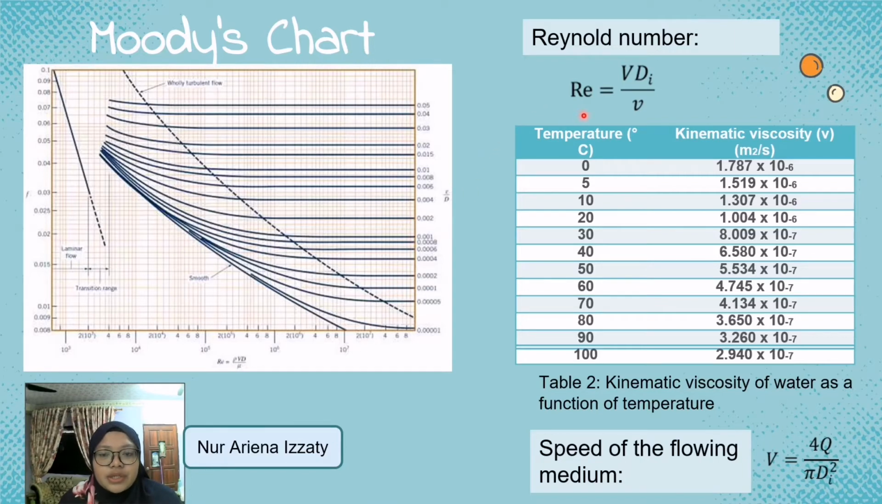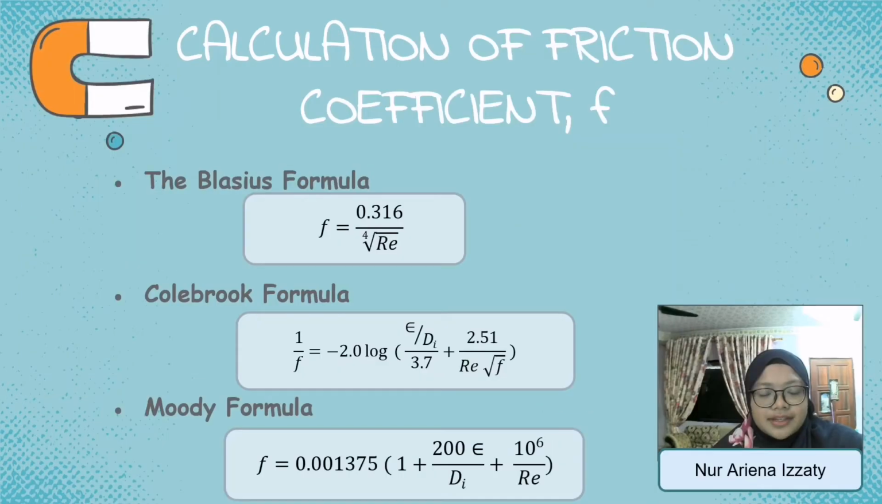For the Reynolds number calculation, we need the velocity of the fluid, the inner diameter, and the kinematic viscosity of the fluid, where we can obtain the kinematic viscosity based on its temperature from this table. The speed of the flowing medium can be obtained by using this formula. There are also 3 other formulas that we can use in calculating the friction coefficient: the Blasius formula, the Colebrook formula, and lastly the Moody formula.